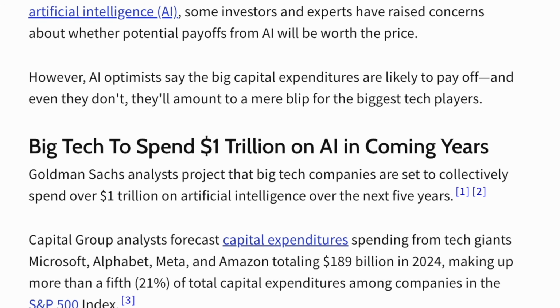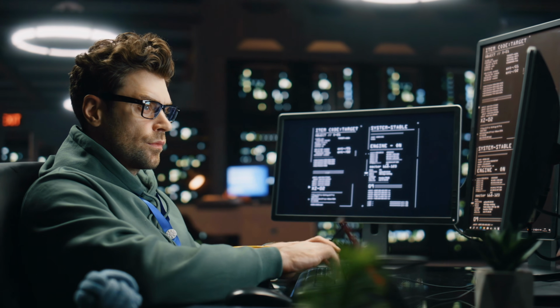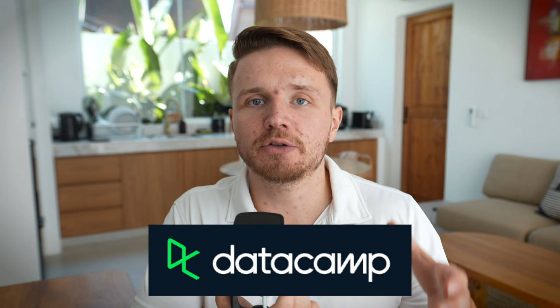And these days, one of the top areas for programmers to specialize in is data science and AI. Companies are investing heavily in data and AI, which means more and more opportunities for data scientists, data analysts, and data engineers.